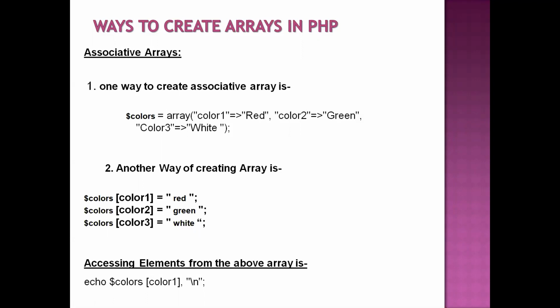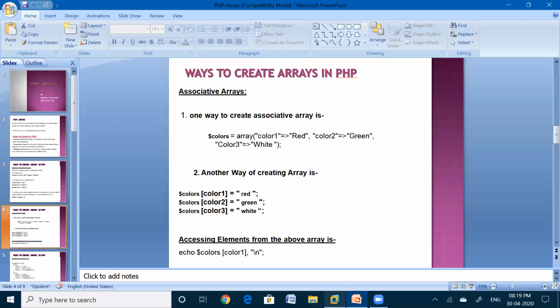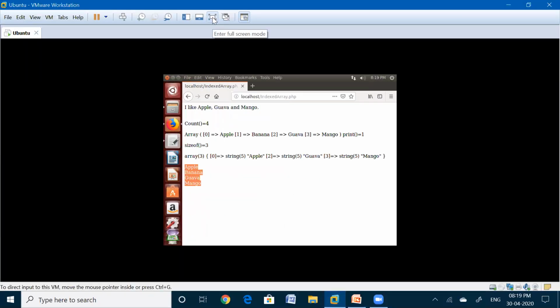Now if you want to access the elements of the associative array, similarly, the same way we can access it. Echo $colors of index name. Suppose the index name is color1, automatically it will return red as a value. So let me show you an example for creating associative arrays.